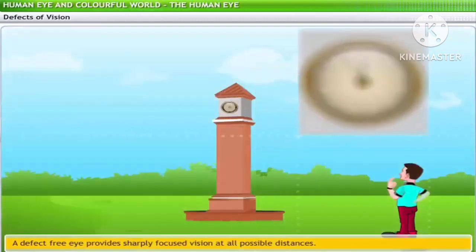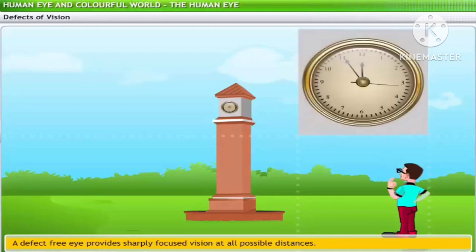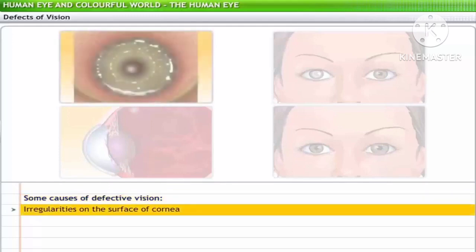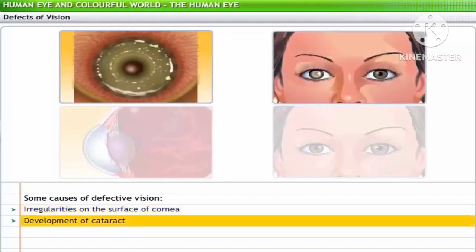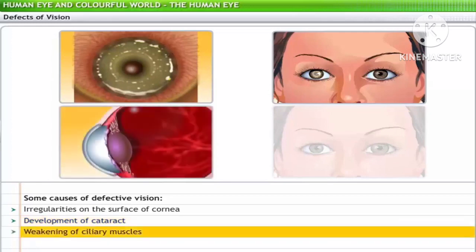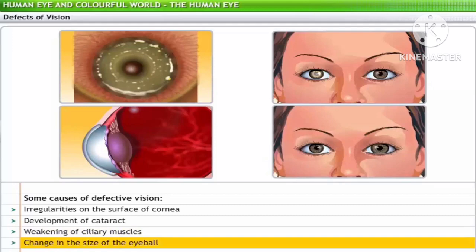However, you would have noticed that many people, as they grow older or sometimes even as kids, need the aid of contact lenses or spectacles to read or to see properly. That's because of eye defects. Some factors that can cause irregularities in vision are irregularities on the surface of the cornea, development of cataract, weakening of ciliary muscles, and change in the size of the eyeball.